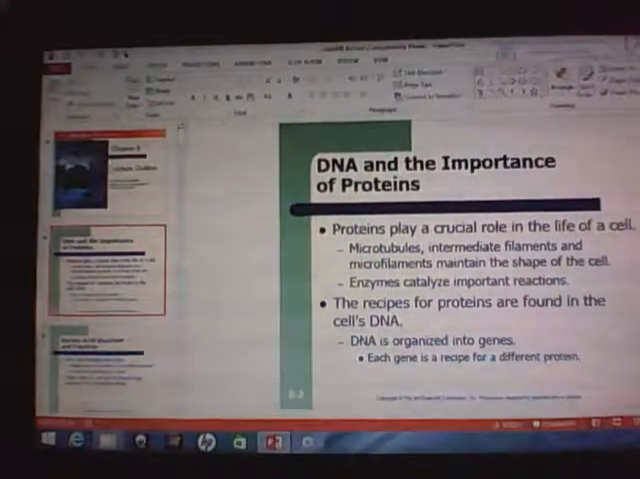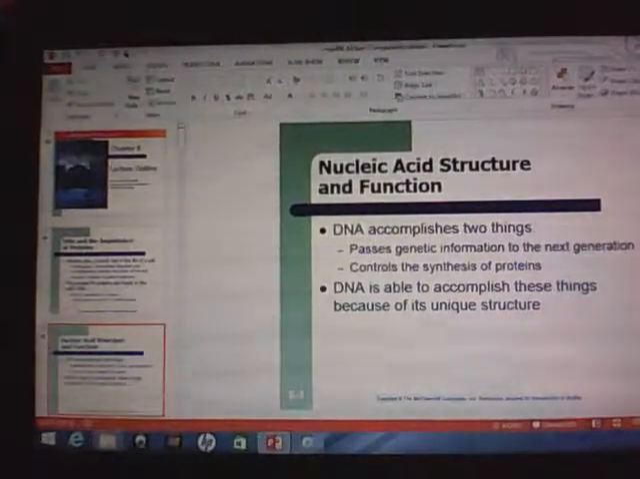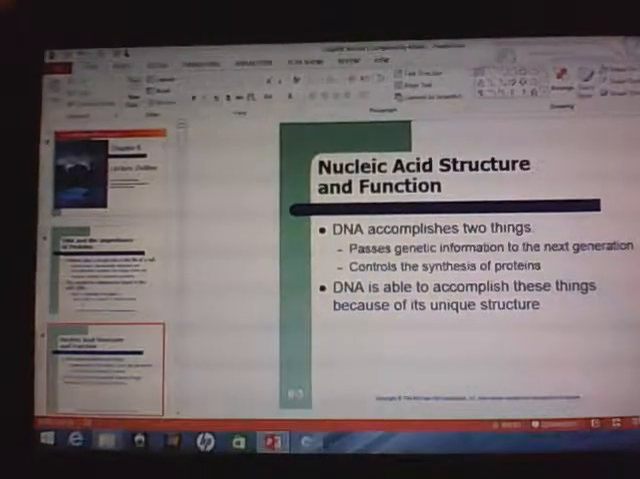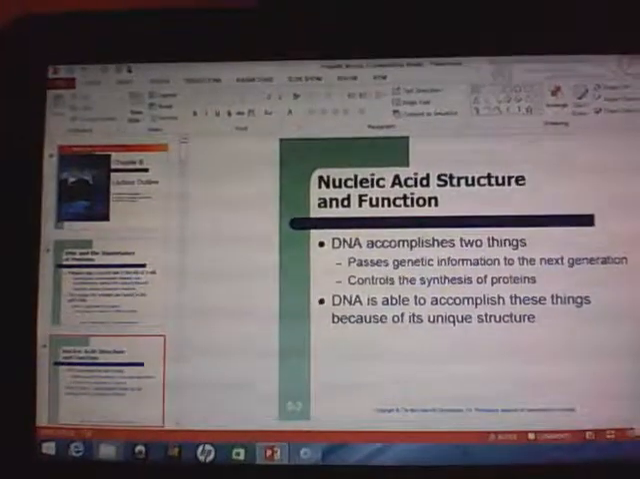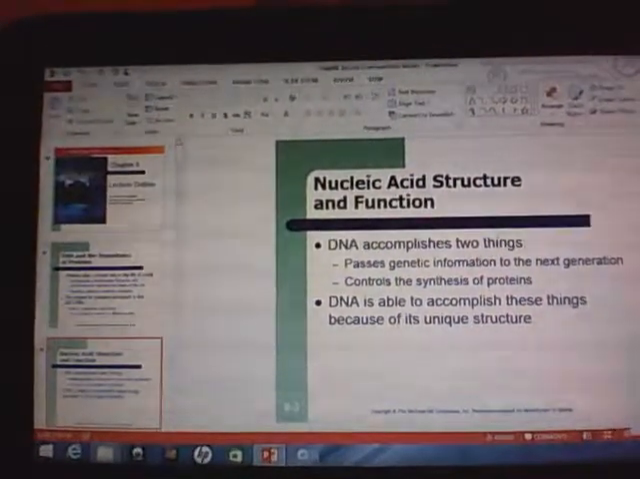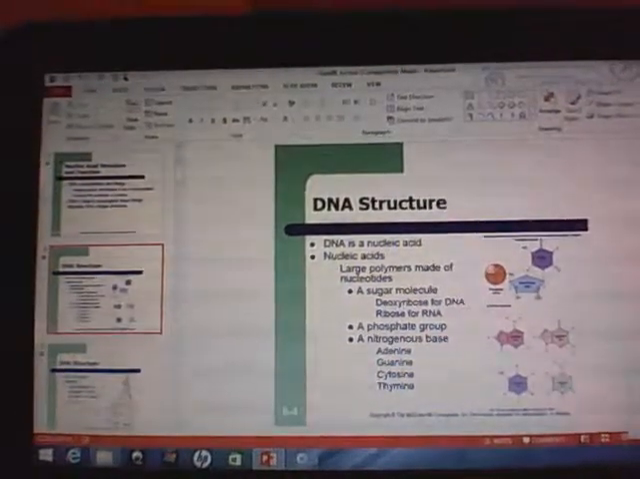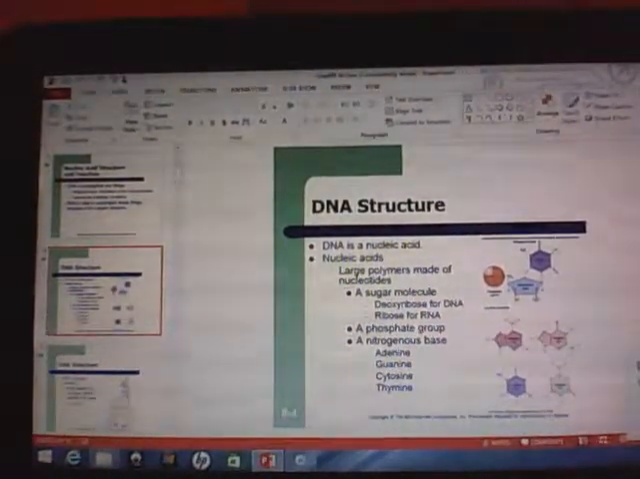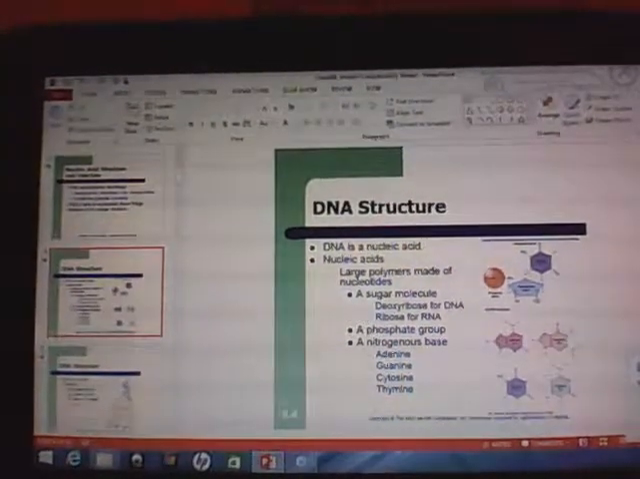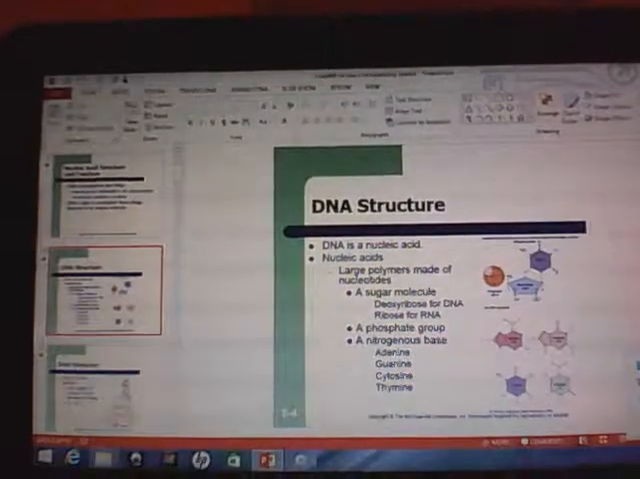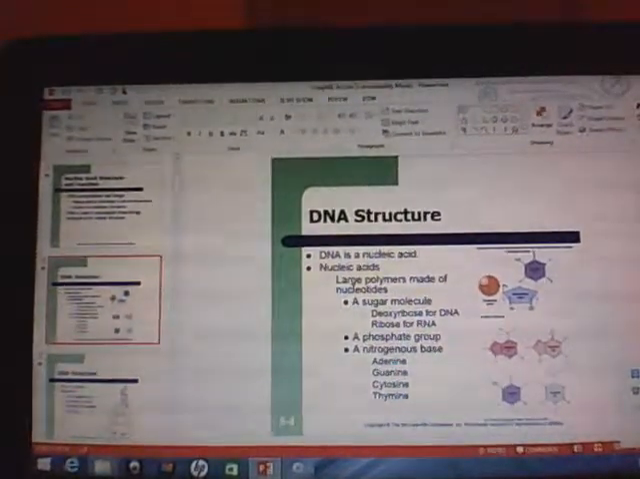Alright, so you all know that DNA contains your genes, or hopefully by now you do. DNA passes along genetic information, and it controls the synthesis of proteins. So we should all remember that DNA makes RNA, and RNA makes proteins. So it's a nucleic acid, remember, from our macromolecules. It has a sugar molecule called deoxyribose. RNA has a sugar molecule ribose.